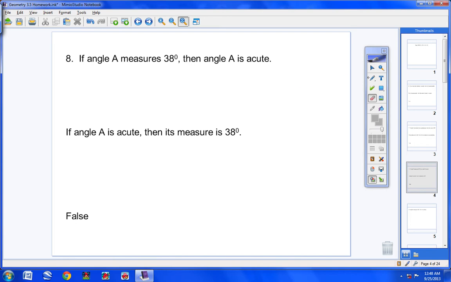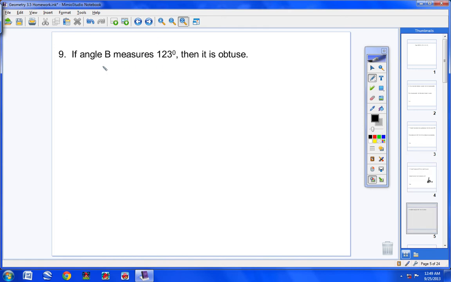If angle A is acute, okay, here's an acute angle. 85 degrees. If an angle is acute, then its measure is 38. Now, maybe, but not always. Here's a counterexample. That's an acute angle whose measure is 85. Number 9: If angle B measures 123, then it is obtuse.